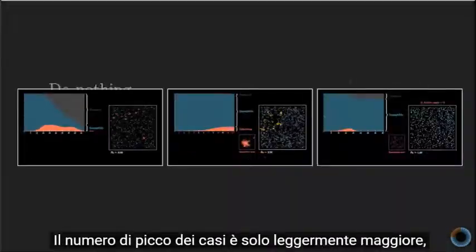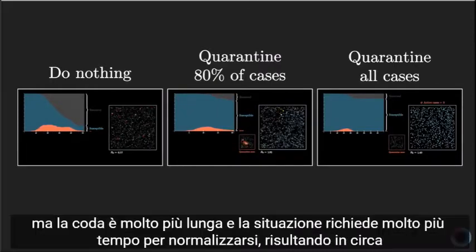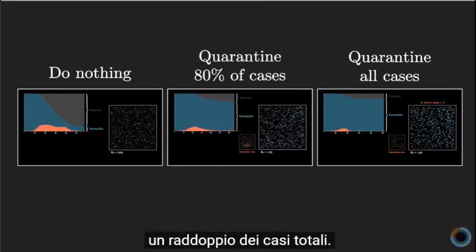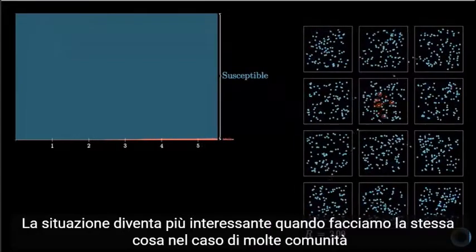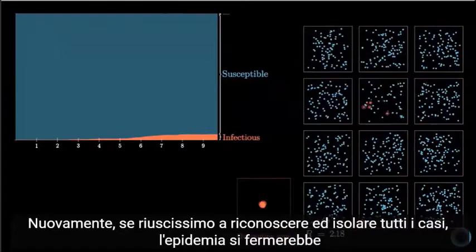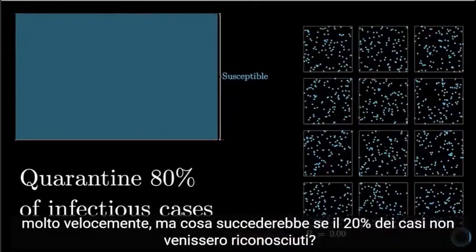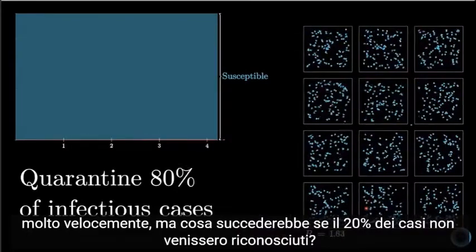The peak number of simultaneous cases is only a little bit higher, but there is a very long tail, as it takes a much longer time to stamp out, resulting in about twice as many total cases. This gets more interesting when we do it in a setting with many communities and transit between them. Again, totally effective tracking and isolation stops the epidemic very quickly. But what would you predict is going to happen if now 20% of the infectious cases slip through that process?